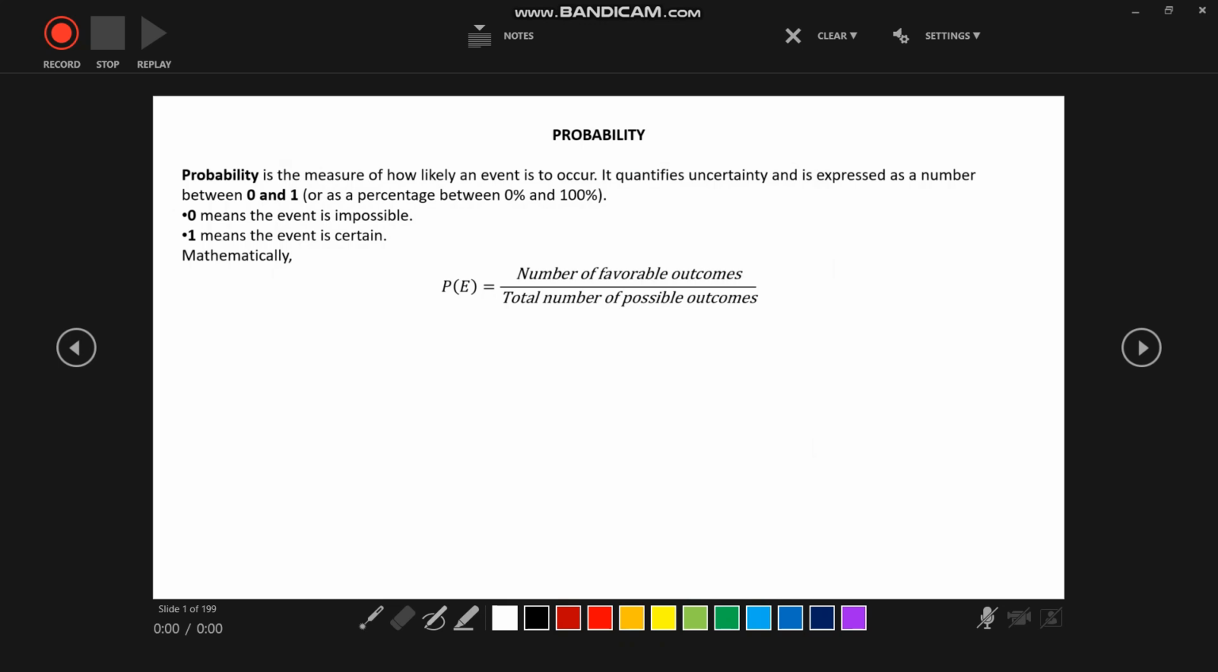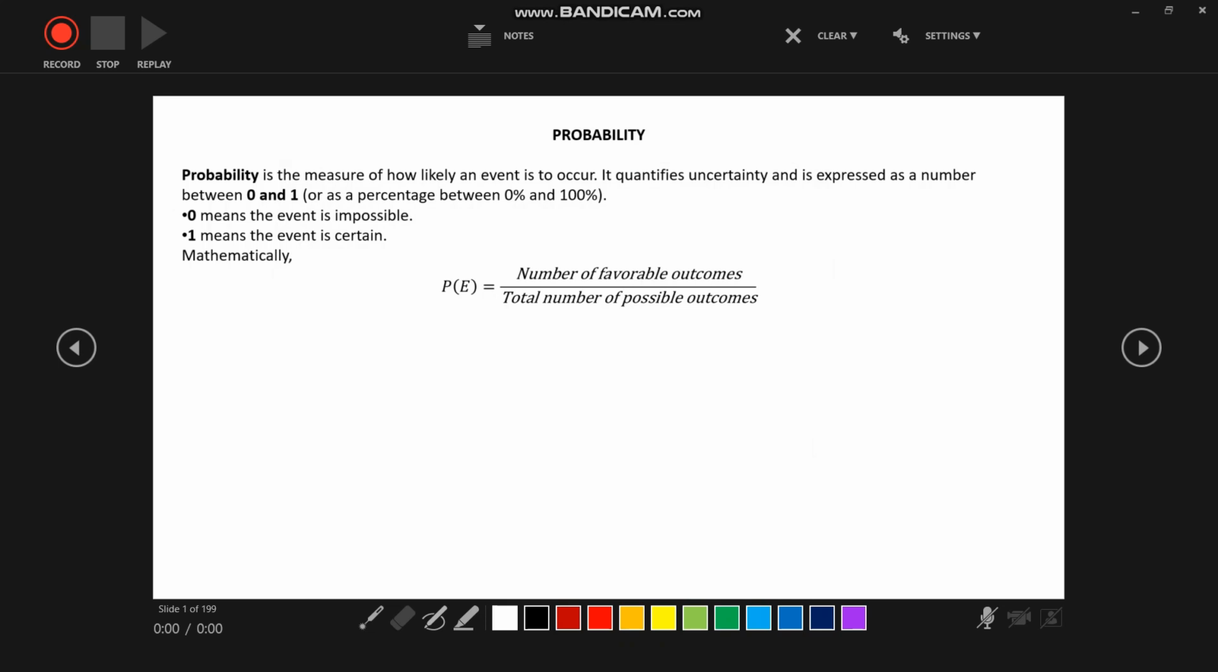So we have probability. Probability is simply the measure of how likely something is to happen. In other words, it tells us the chance of an effect occurring. You already know the normal English meaning of probability. It means how possible something is.